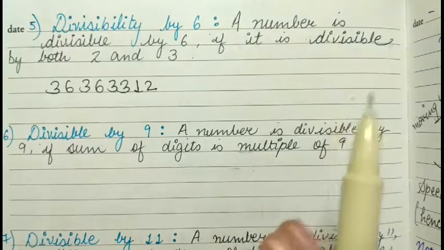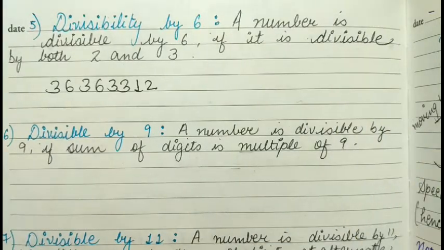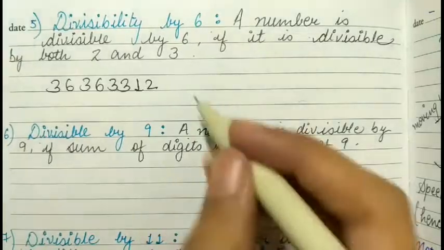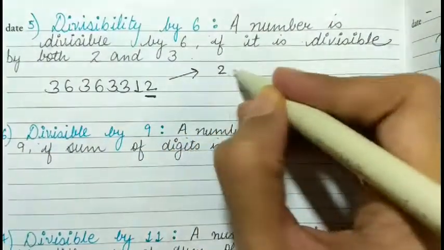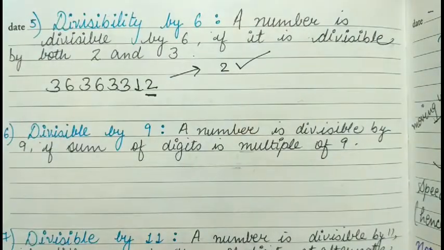Unit place should be 0, 2, 4, 6 and 8. So in this case, unit digit is 2. It is satisfying the divisibility rule of 2. Next, we have to check the divisibility rule of 3.